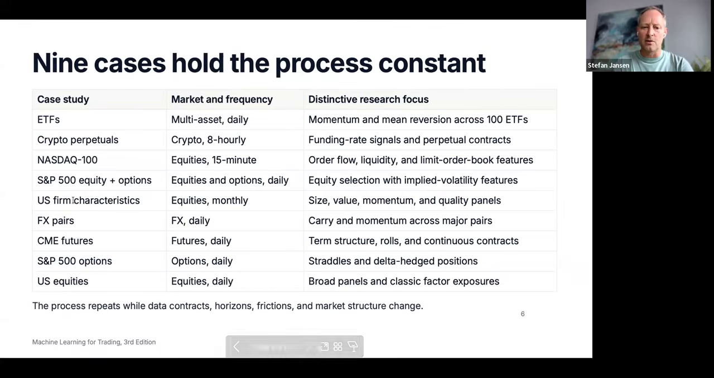We also have US firm characteristics, which is an academic data set that comes with a lot of fundamental data. So if you're interested in fundamentals, there's also something there you can use.